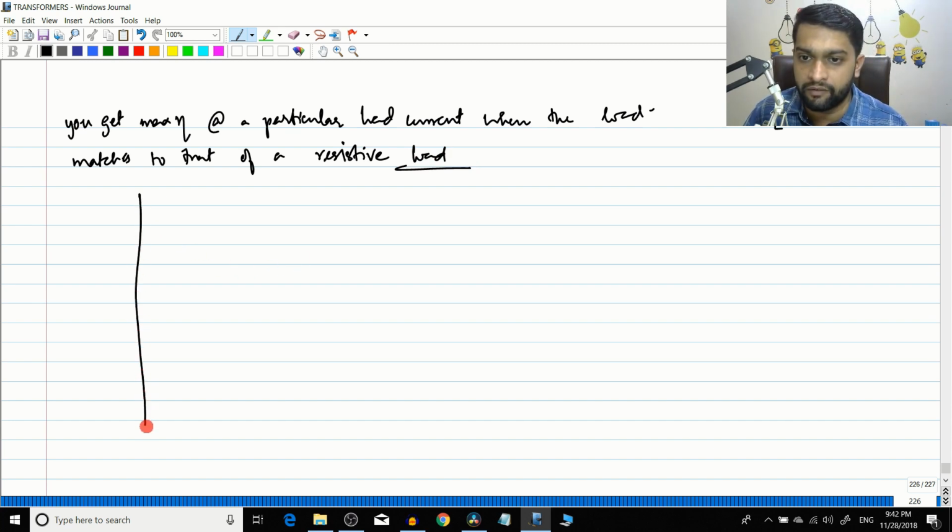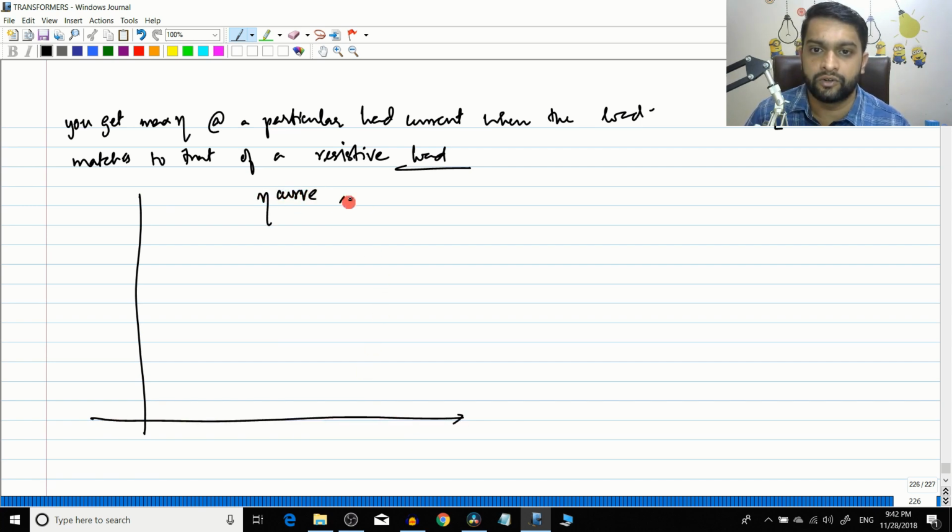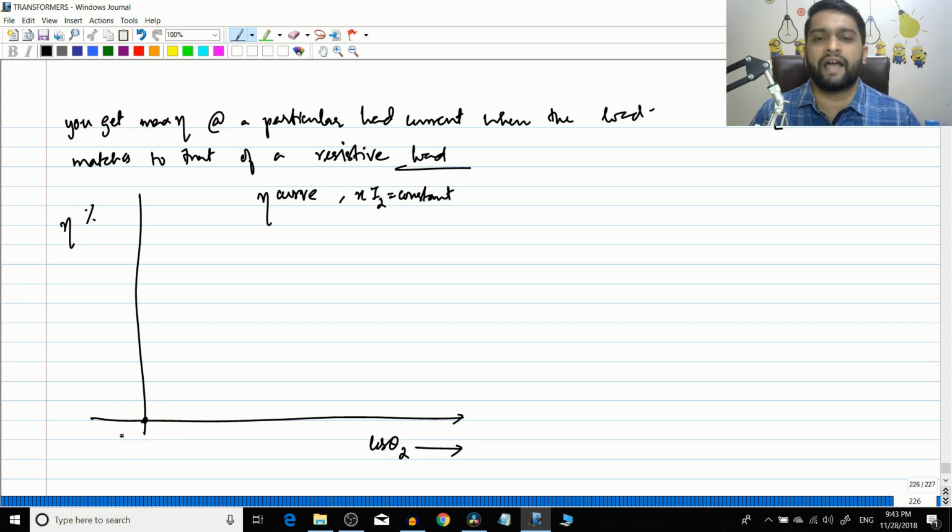We can draw the efficiency curve once again. xI2 is equal to constant. For some xI2 you are going to draw this efficiency curve, where the variable is cos theta 2 and the other axis is efficiency. At low power factors, you are going to have very low efficiency. Naturally, when you have a highly inductive load or highly capacitive load, the output power will be very less. Most of the power will go as reactive power, and active power will be very less. That's why the efficiency of the transformer will be very low for a highly reactive or highly capacitive load. So when cos theta is very low, efficiency is also low.